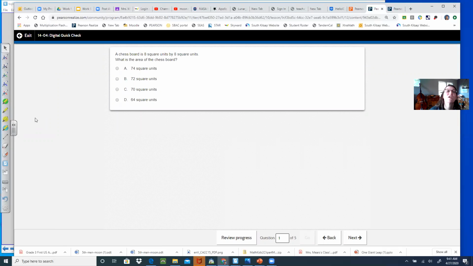A chess board that is 8 square units, so that's saying one side is 8, another side is 8, and it is an 8 by 8 shape. What is the area of the chessboard? So on scratch paper, you could do area equals length times width. And then in your next row, area equals 8 times 8. And then on your last row, you would find the product of 8 times 8. And you have to decide, is it 74, 72, 70, or 64?